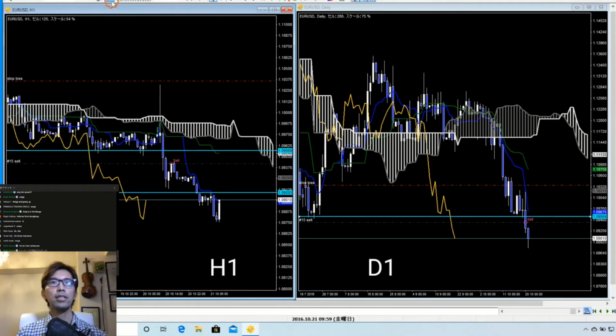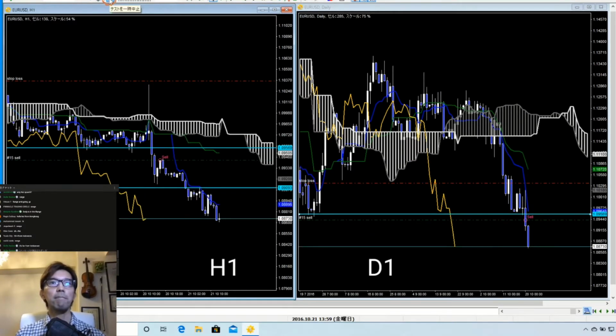Okay, it looks like it's going down, and you see in the 1 hour chart, the Kumo started to be moving down, but Kijun Sen is still flat. So I will just wait until Kijun Sen is pointing downwards in the 1 hour chart and take another sell.